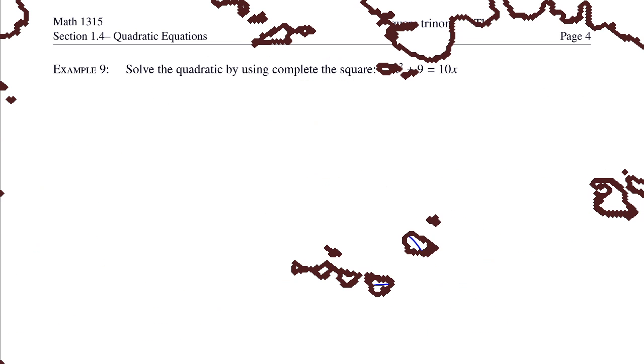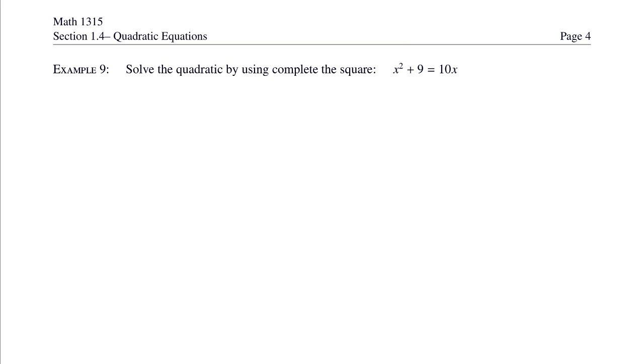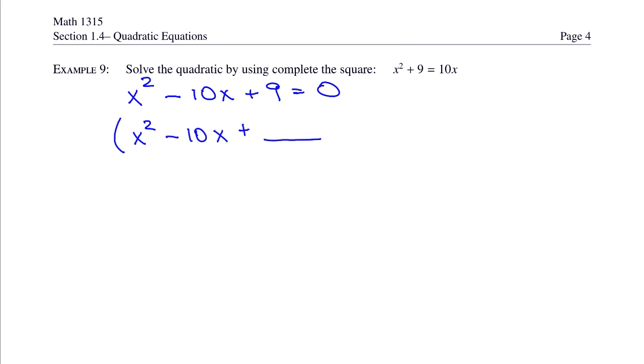In example 9, we'll solve the quadratic by using the complete the square. The quadratic is x squared plus 9 equals 10x. Our first step is to move the 10x to the left, so it comes over as negative 10x, and then it's set equal to 0 on the right side. To complete the square, we need to rewrite this in another form. So we're going to have the first two parts in the first piece, so x squared minus 10x, and then plus blank, plus 9 on the outside, and then another blank. The goal of completing the square is to fill in those blanks with the appropriate number.